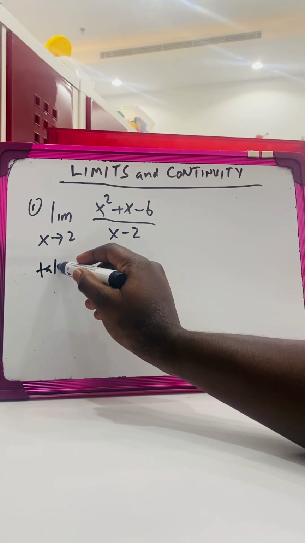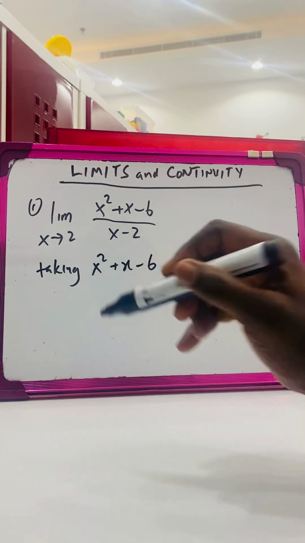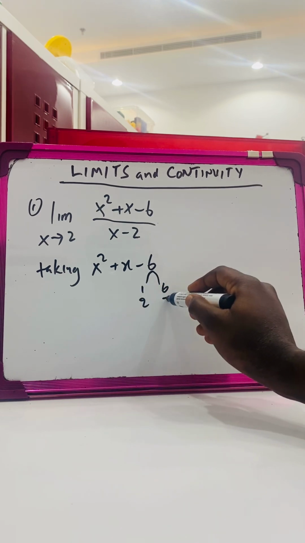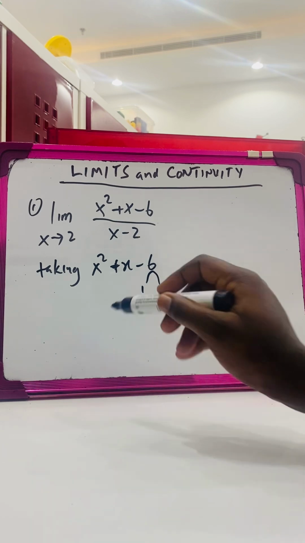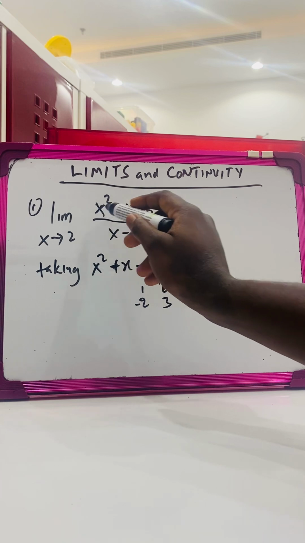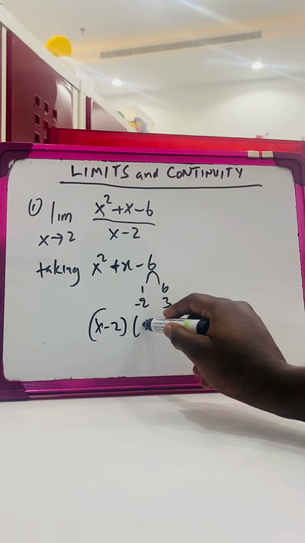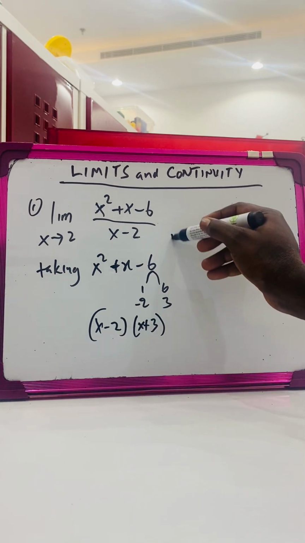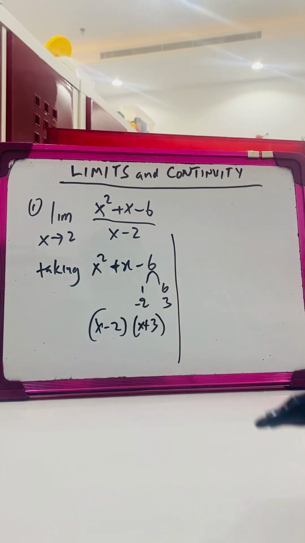Let's take x squared plus x minus 6 and factorize this. Factors of 6: 1 times 6, 2 times 3. How do I make 1? I can do 3 minus 2, which means this expression factorizes to x minus 2 and x plus 3. So I replace the numerator with x minus 2, x plus 3.